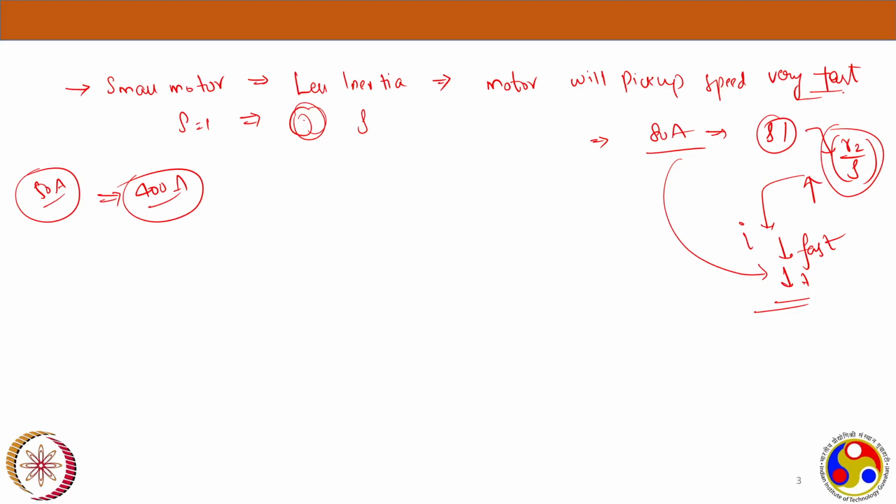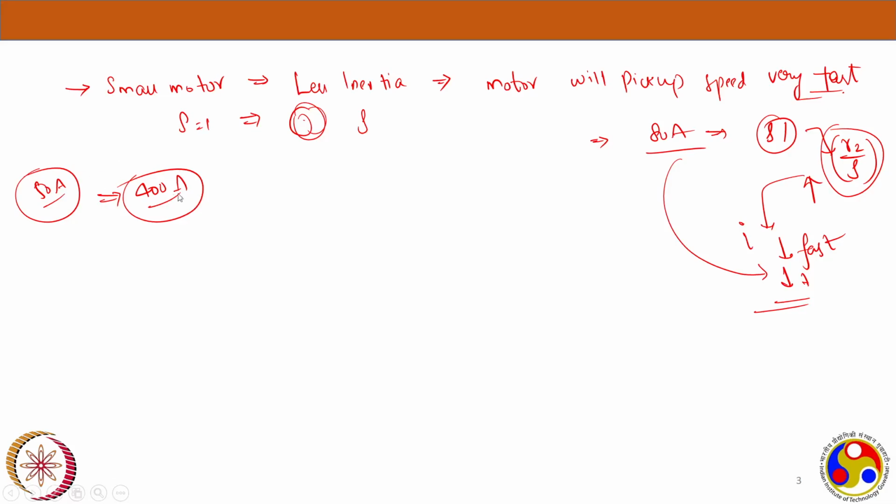So now this condition of S equals 1, at the starting, still prevails for a longer time. The current does decrease, but it will go down very slowly. So this will eventually spoil your winding, because 400 amps of current is flowing through your winding for a large time, and it will spoil your winding.